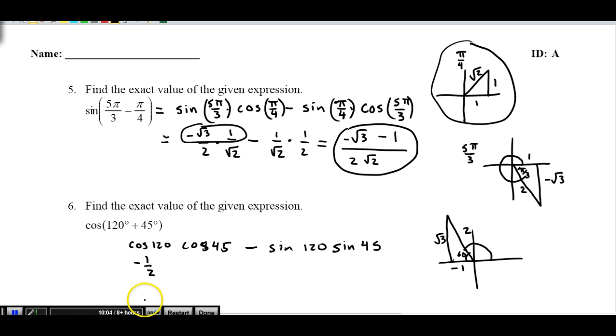oops, I'm over 10 minutes, so I'm going to have to continue this. Hopefully you can figure out the rest of this, okay?